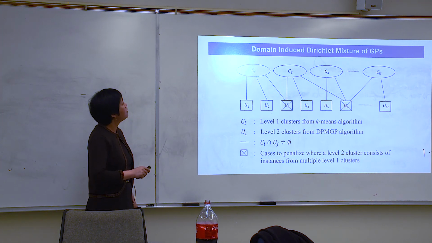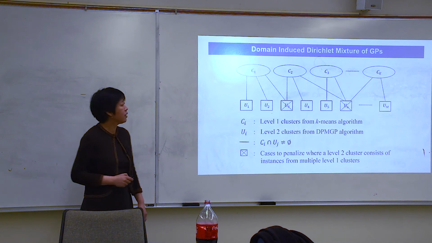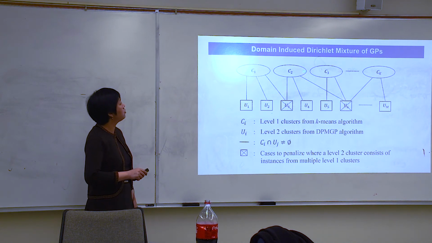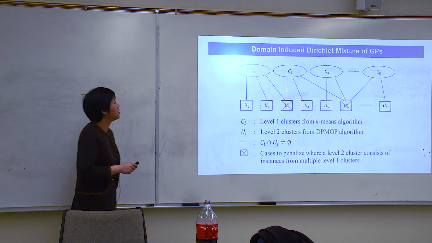So there are two clusterings going on right now. The top level clustering is the doctor's opinion, the k-means. Okay, so the patients are grouped into some kind of sub-disease groups. Okay, so that's the doctor's opinion.